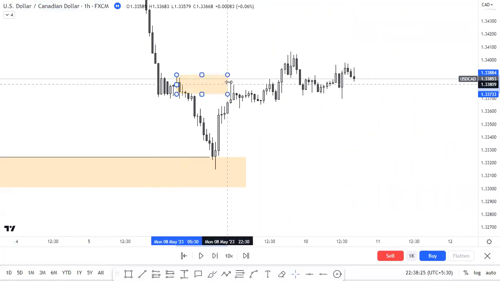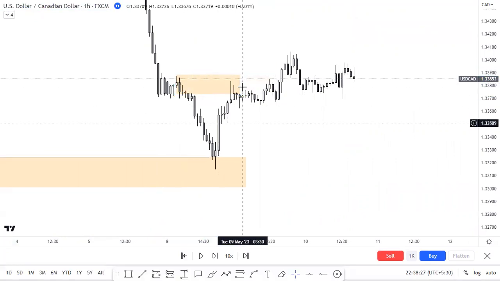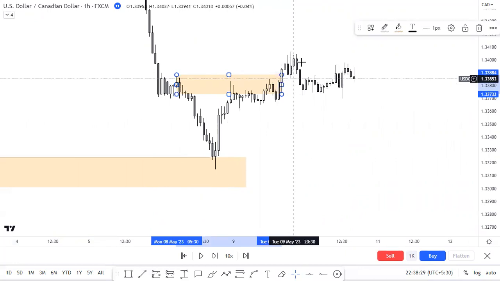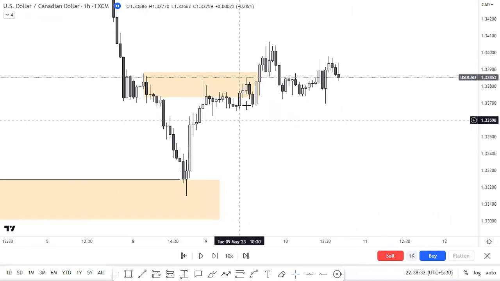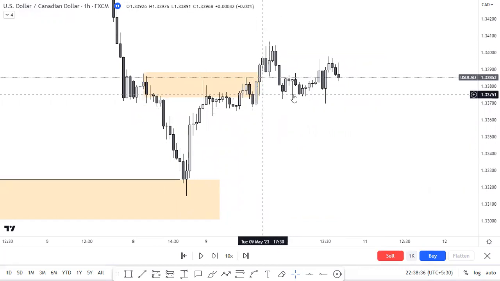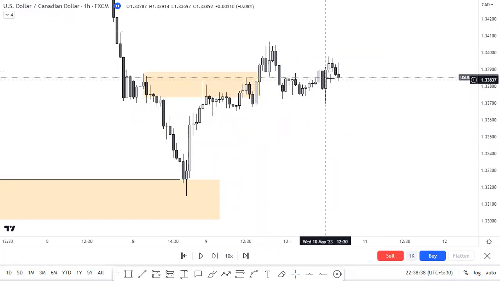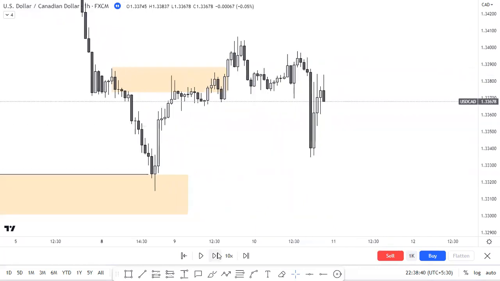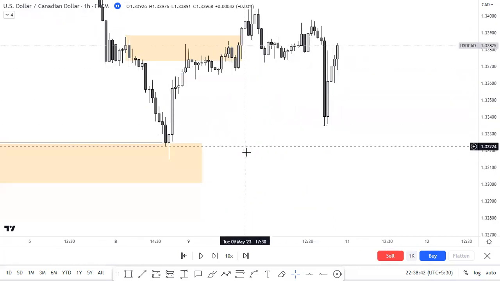So we need to wait till the supply failure. And this supply got failed over here. And look at this, now this demand area is holding the price, right? And this demand area is holding the price, and price was just reacting here. So we know price needs to come to the origin.